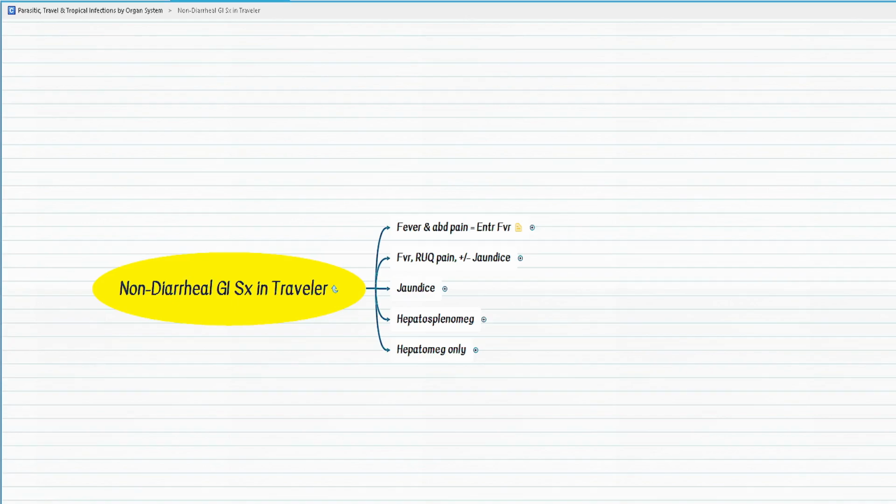In this episode, we will continue our discussion of travel medicine by focusing on some high-yield cases related to non-diarrheal GI symptoms in travelers, mainly fever and abdominal pain with or without jaundice, jaundice itself, hepatosplenomegaly or hepatomegaly alone. Each one of these has its own specific differential diagnosis.